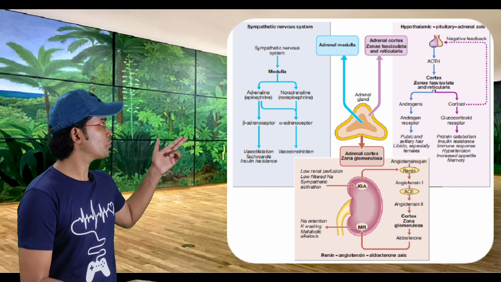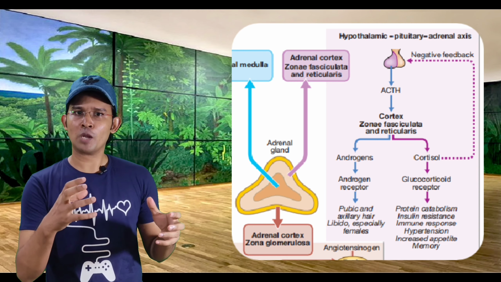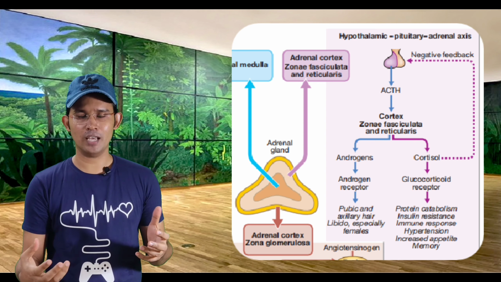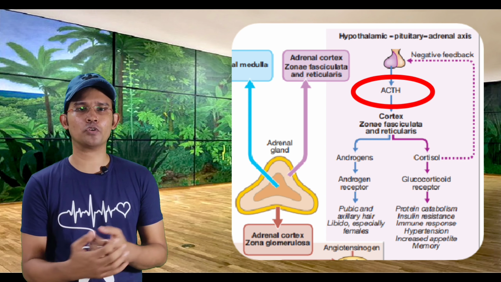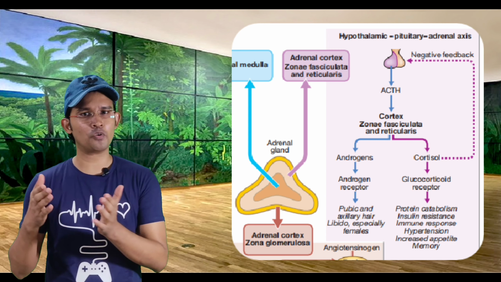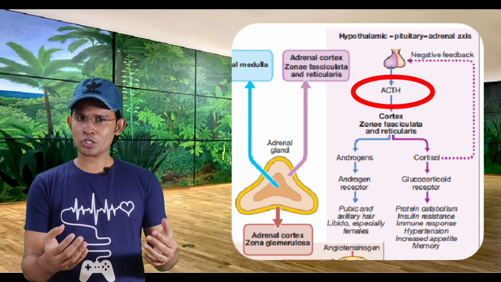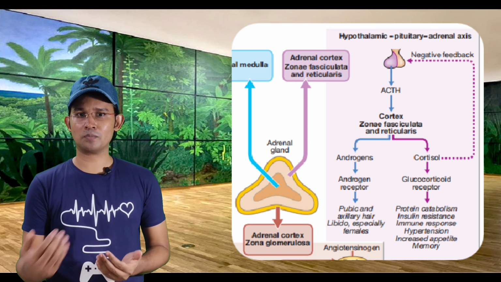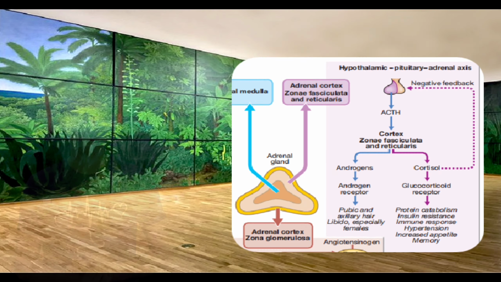Now I want to talk about some structure and function of the adrenal glands. If we see in the figure, the hypothalamo-pituitary axis leads to ACTH secretion, which goes to the adrenal cortex and stimulates zona fasciculata and reticularis. That leads to secretion of androgen and also cortisol. Cortisol stimulates the glucocorticoid receptor, which leads to protein catabolism, hypertension, and also insulin resistance.